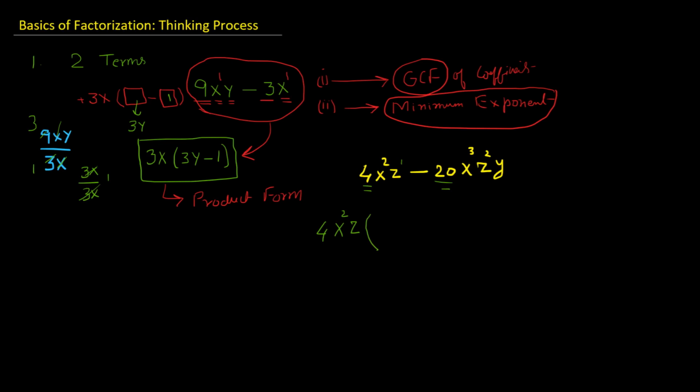So now what will be inside? 4x square z divided by 4x square z is 1. Minus, when you divide 20 by 4 you get 5. You divide x cube by x square and you get x. You divide z square by z and you get z, and y as it is, because y is divided by 1. So this is the product form of the original expression. So this is the factorized form, because now the original expression has been converted to a product form.